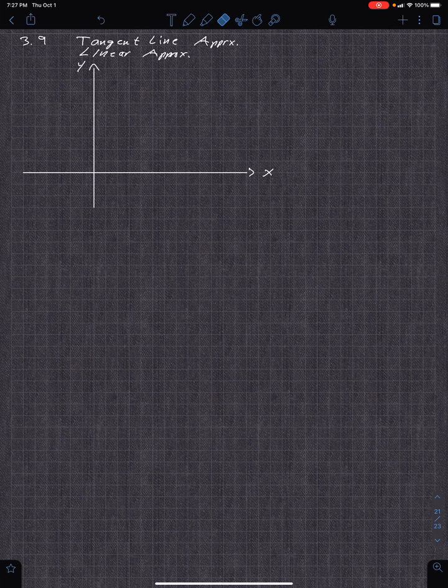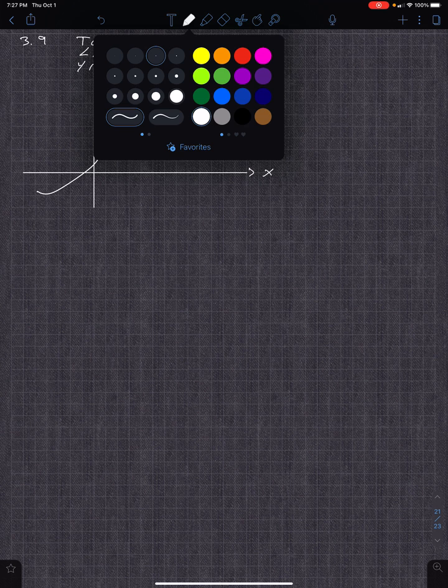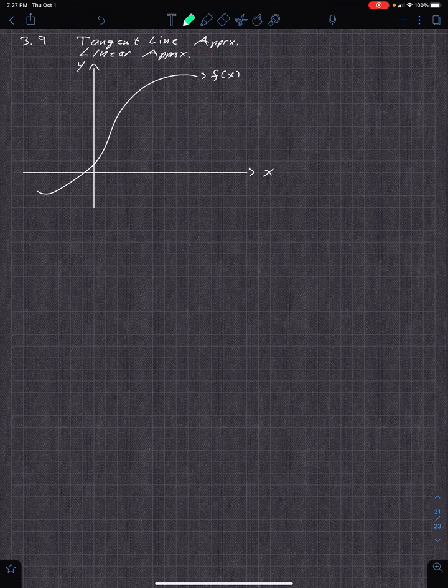So here's the idea. Suppose you have a curve, some function that does whatever, comes up like this. Okay, so there's my function f of x. And let's say we want to look at a tangent line at a point. So right here, let's suppose we want to look at this tangent line.